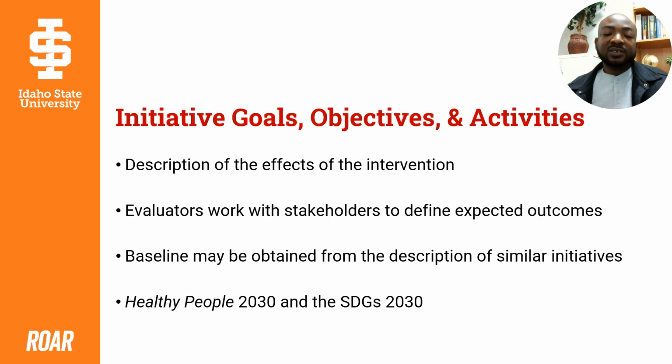In addition to describing the justifications for the program, the evaluation team describes the expected effects of the intervention. These are stated as the initiative's goal and objectives, as we have described in the previous lecture. If there are no clearly defined objectives for the initiative, the evaluators must work with stakeholders to define expected outcomes for the program and formulate objectives that can be used for evaluation. The baseline for the objectives may be obtained from the description of similar initiatives in the literature or in reported research, and this search may also yield targets for the intervention. The Healthy People 2030 initiative provides national targets, while the Sustainable Development Goals 2030 provide international targets that may also be adopted. Without objectives, evaluators are in the dark regarding the targets for evaluation.